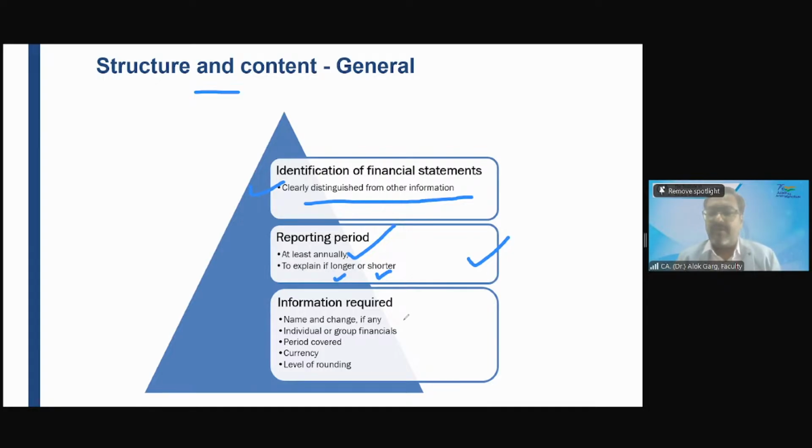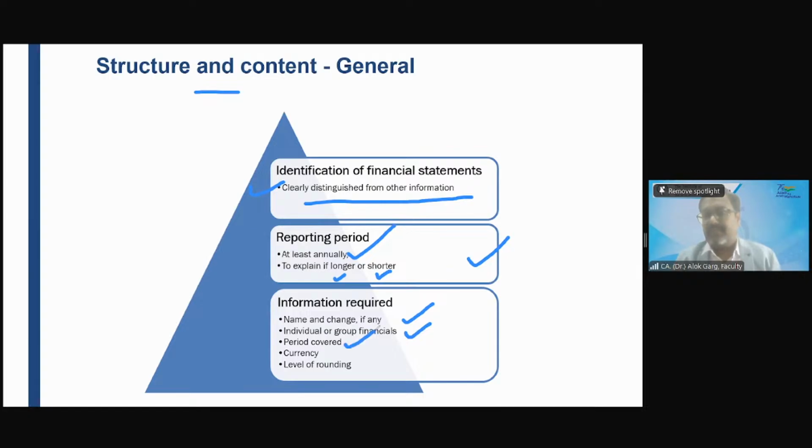Information required: the name of the company is required to be given. If there is any change in the name, it is also required to be given. The Companies Act allows you to publish the old name and the new name both for at least 2 years from the date of change. Whether it is a standalone or consolidated financial statement is also required to be disclosed. You are absolutely right, Geet. Formerly known as, or erstwhile, has to be given.